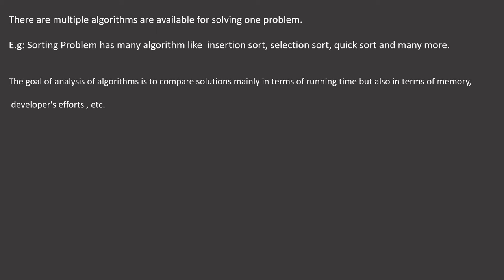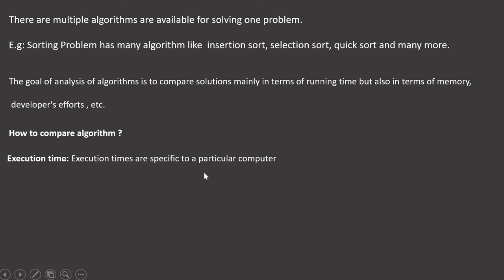So we are not going to talk about memory and developer's efforts here. Let's talk about the algorithm analysis. How can you compare the algorithms? First is by the execution time. Let's say I run the program and it takes 4 milliseconds, then I run the program using a different algorithm and it takes 3 milliseconds, and 3 milliseconds is better than 4 milliseconds.